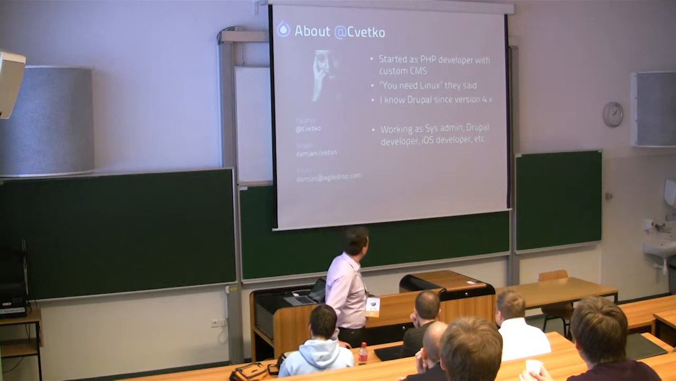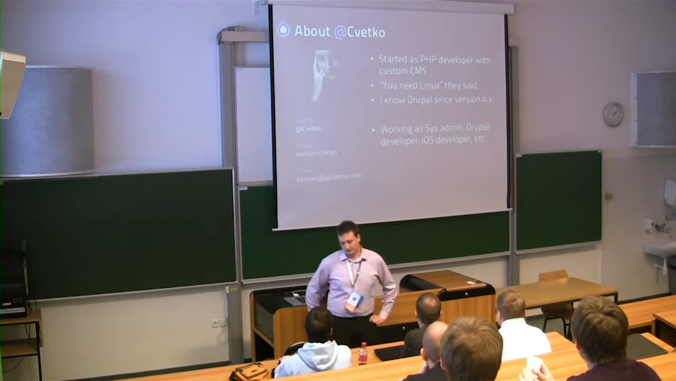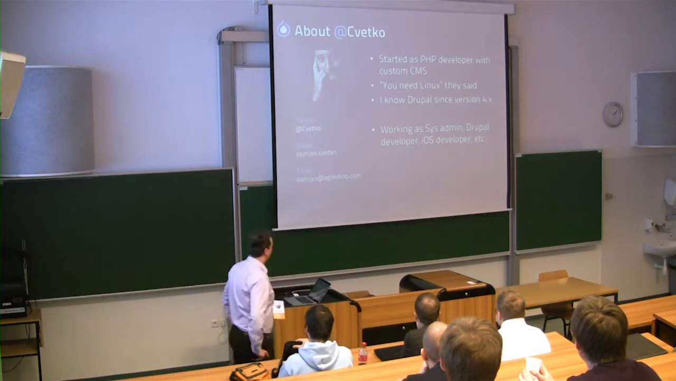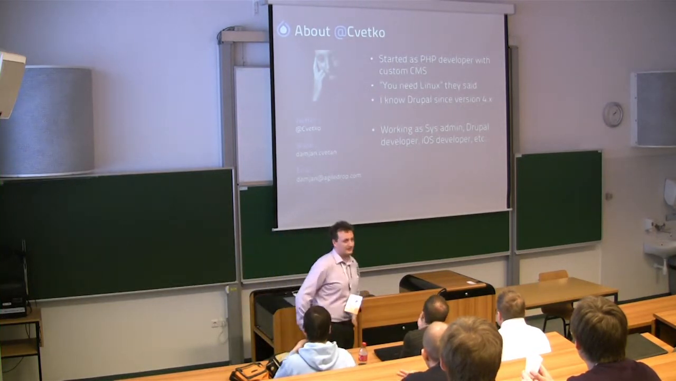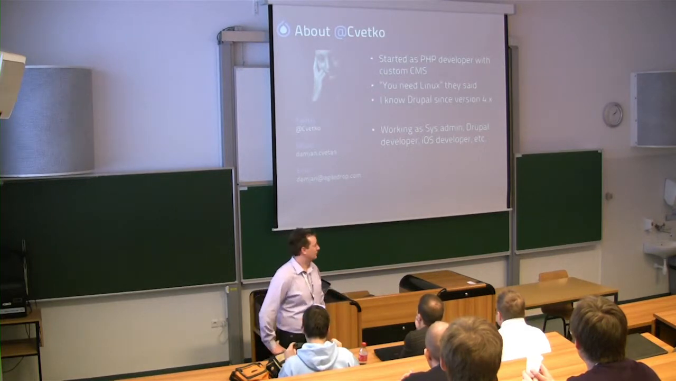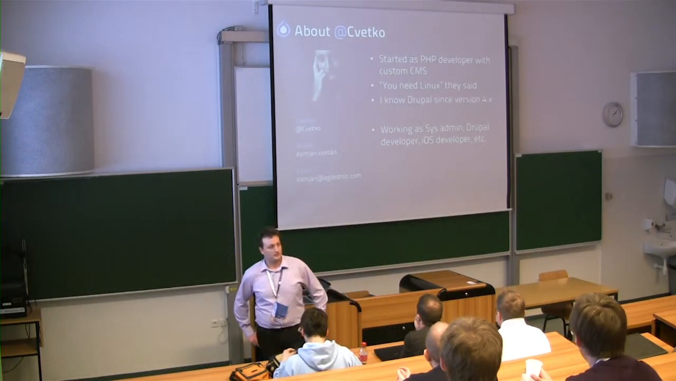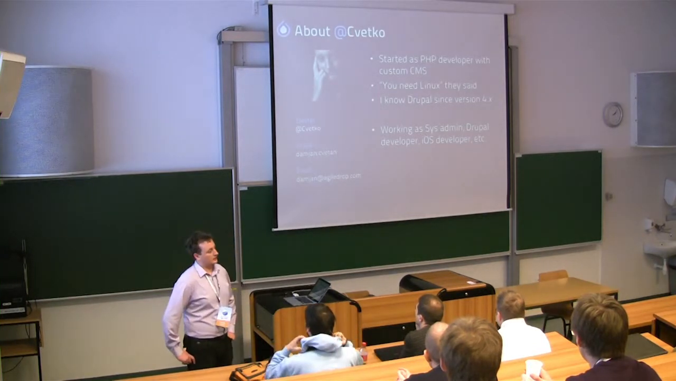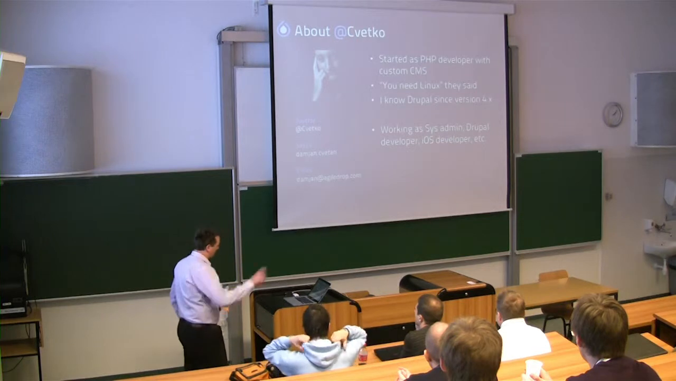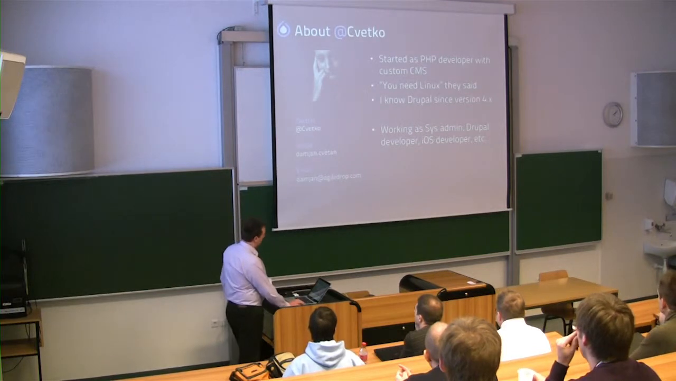As the slide said, I started as a PHP developer, and I first installed Drupal version 4.7. I have to tell you that the difference between 4 point something and 7 point something is huge. Now I'm working as a system administrator. I'm responsible for several Linux servers, which are all running Drupal. I had a session earlier today about Aegir and how to easily maintain sites with it.